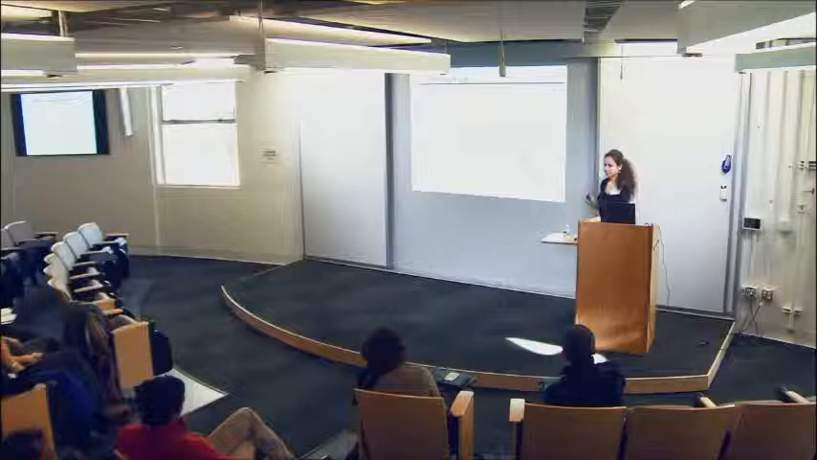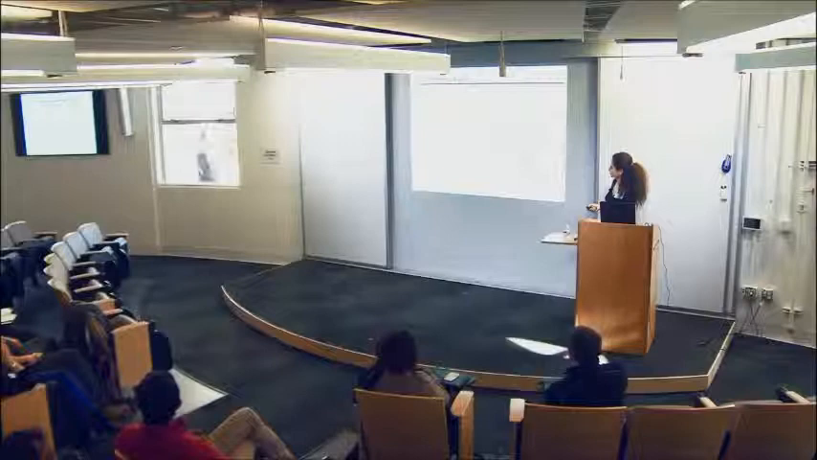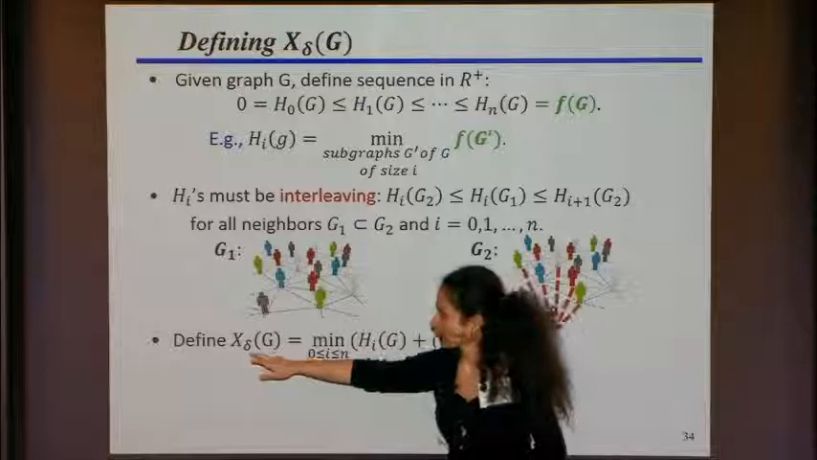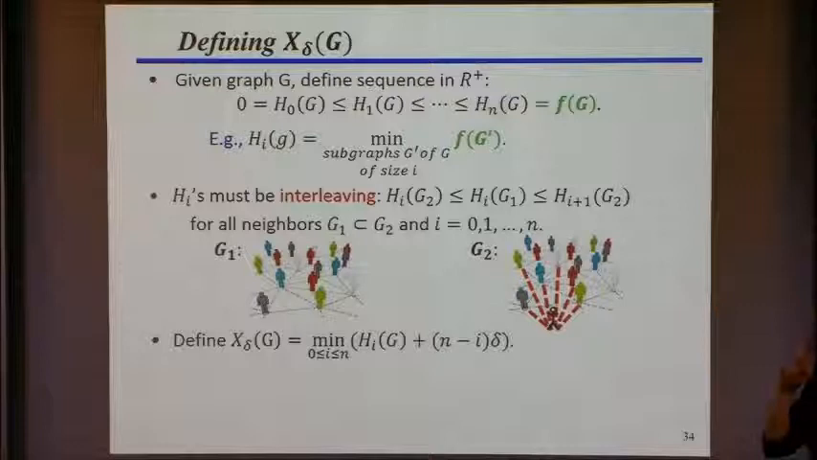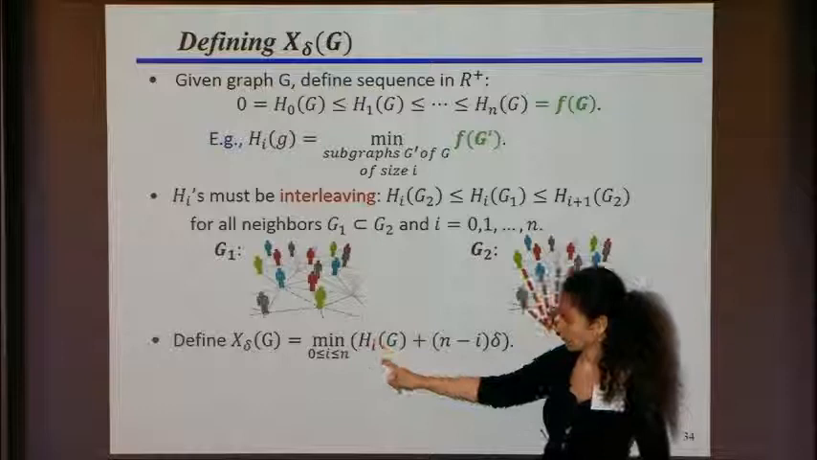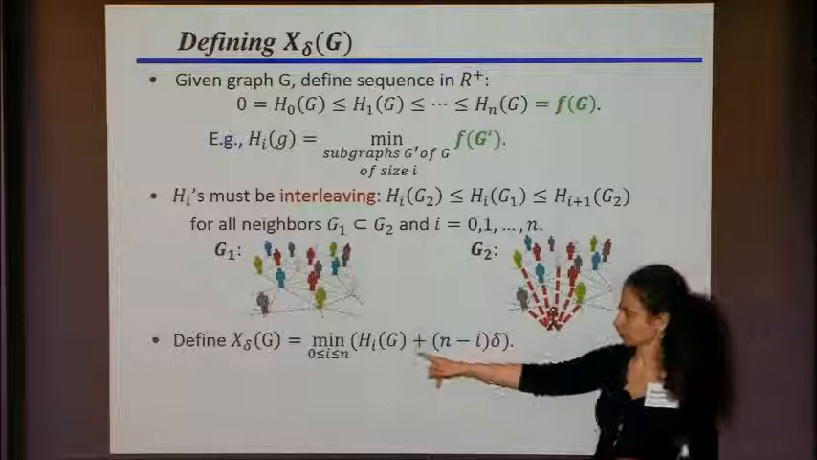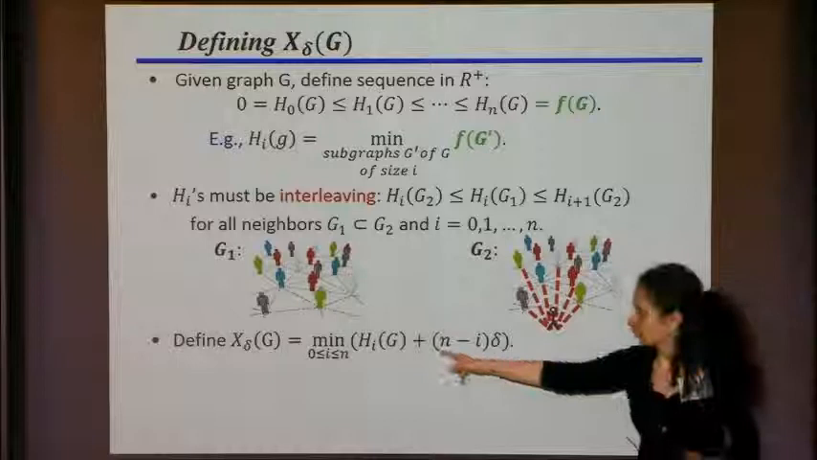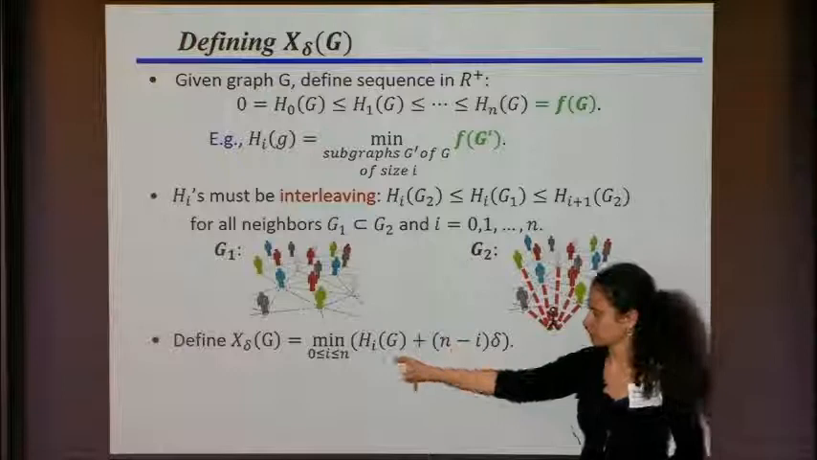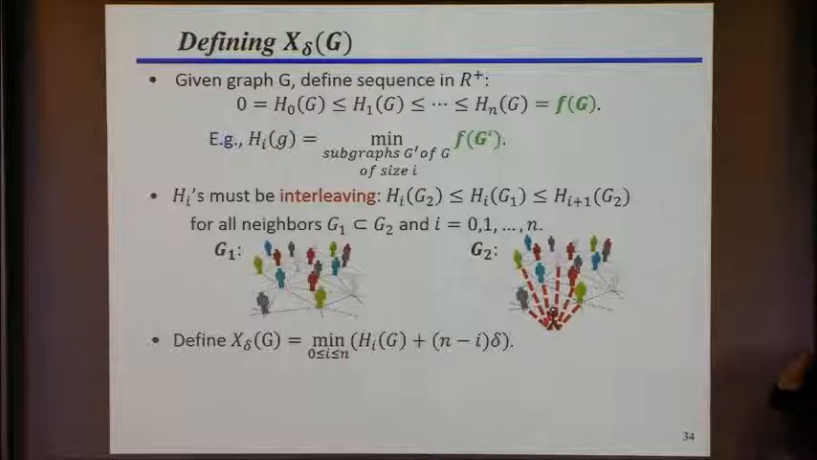All right, so once we have these interleaving functions, now we're going to define the quantity that we care about, the quantity that we're going to try to release, which will have low global sensitivity. It's a minimum over all H_i of G, but we add a penalty function. The lower is i, the more nodes we remove from our graph, the higher the penalty. So the penalty is proportional to delta times the number of nodes we're removing. So that's the function. It's different, it's not exactly a projection.